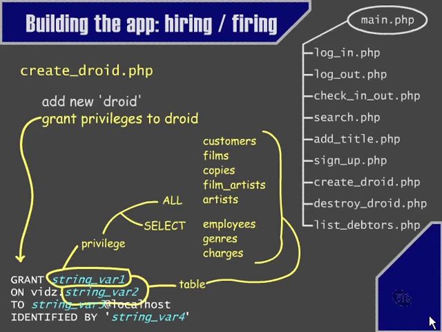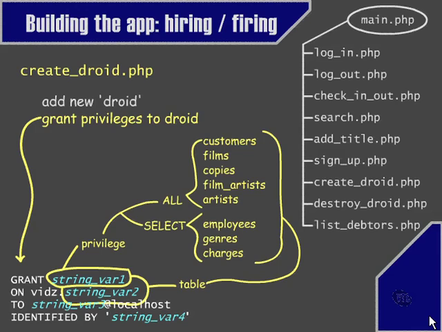We only need select privileges for the droids on employees, genres and charges. We don't want them to be able to change how much the videos cost to hire. We don't want them to be able to change the structure of the genres table, and we don't want the employees to have any kind of access to their own data apart from the select access, which allows them to log on in the first place.